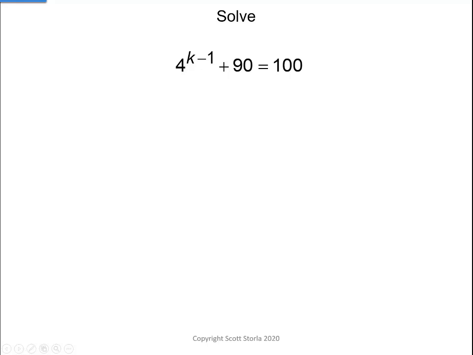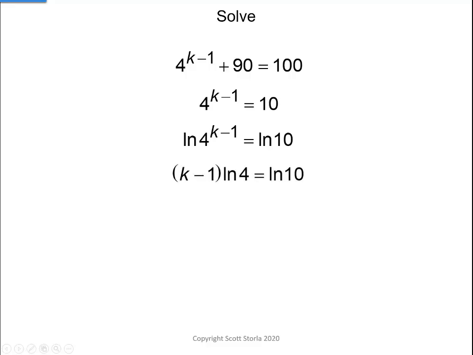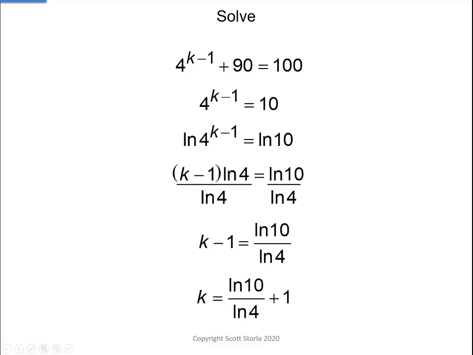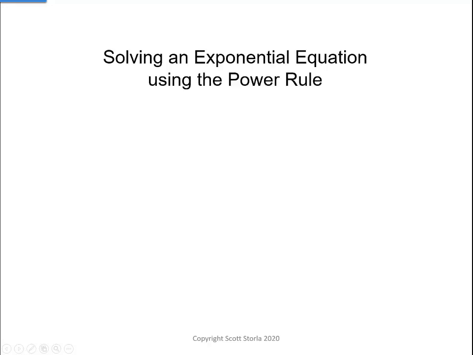And here's the last one. After subtracting 90 and taking the natural log of both expressions, the exponent k minus 1 comes down as a factor. I divide both expressions by the natural log of 4 and then reduce on the left. And finally, I would add 1. Well, that concludes our work where we've used the logarithmic power rule to solve exponential equations.